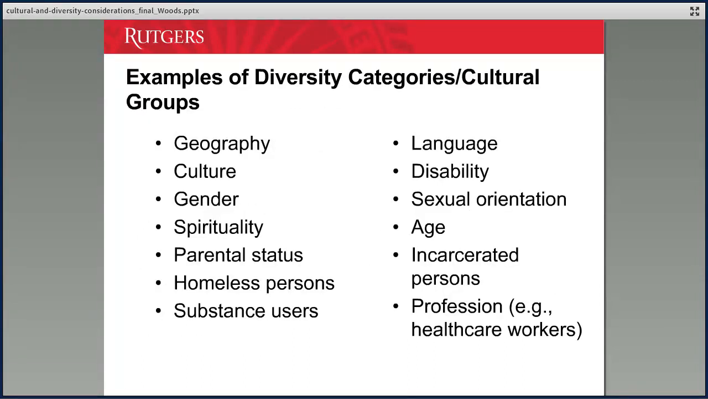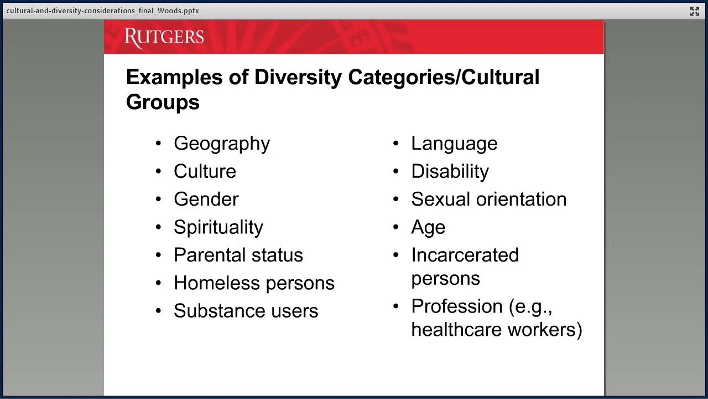Here are some examples of diversity categories or cultural groups. There's geography, there's culture, gender. By gender, it may be inappropriate to work as a provider for a particular gender. Spirituality, or it could be religious. Religious beliefs may limit or prohibit particular types of medical care.